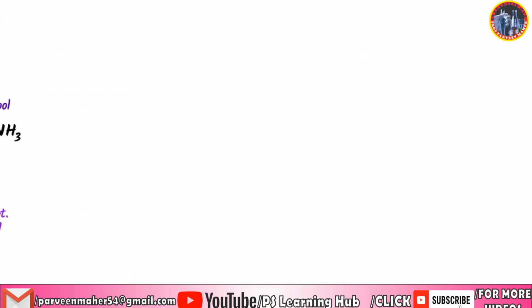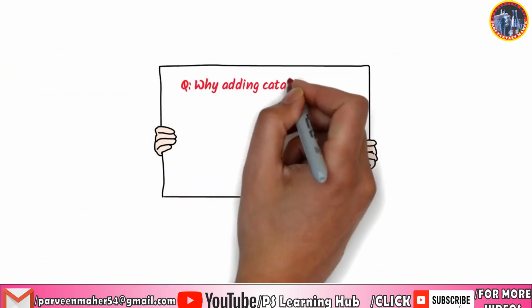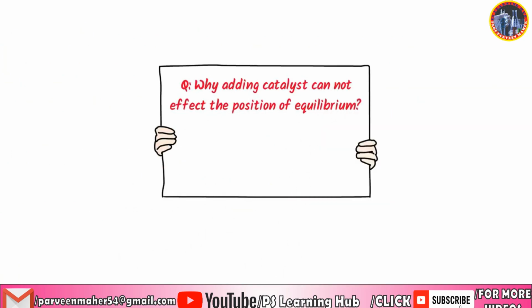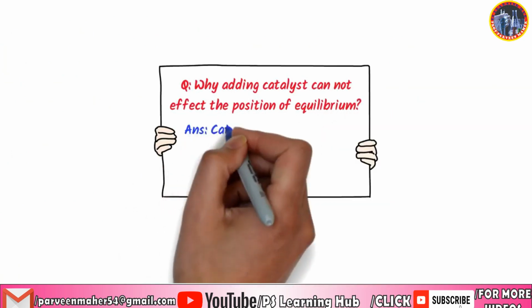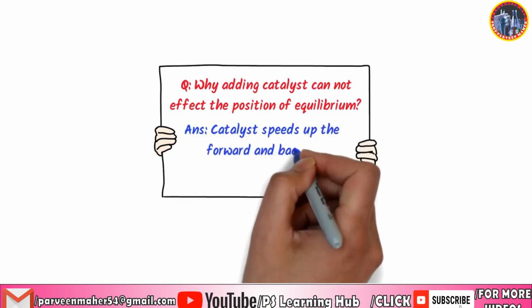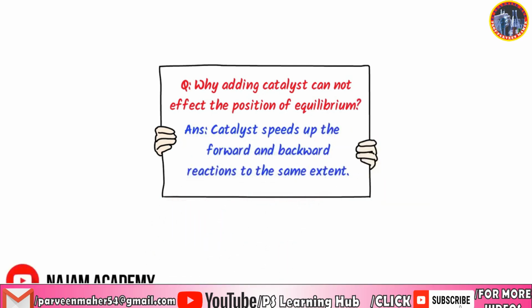Lastly, let me teach you one bonus question. Why adding catalyst cannot affect the position of equilibrium? Well, it is because the catalyst speeds up the forward and the backward reaction to the same extent. So adding catalyst only speeds up the forward and backward reaction. It doesn't change the position of equilibrium.